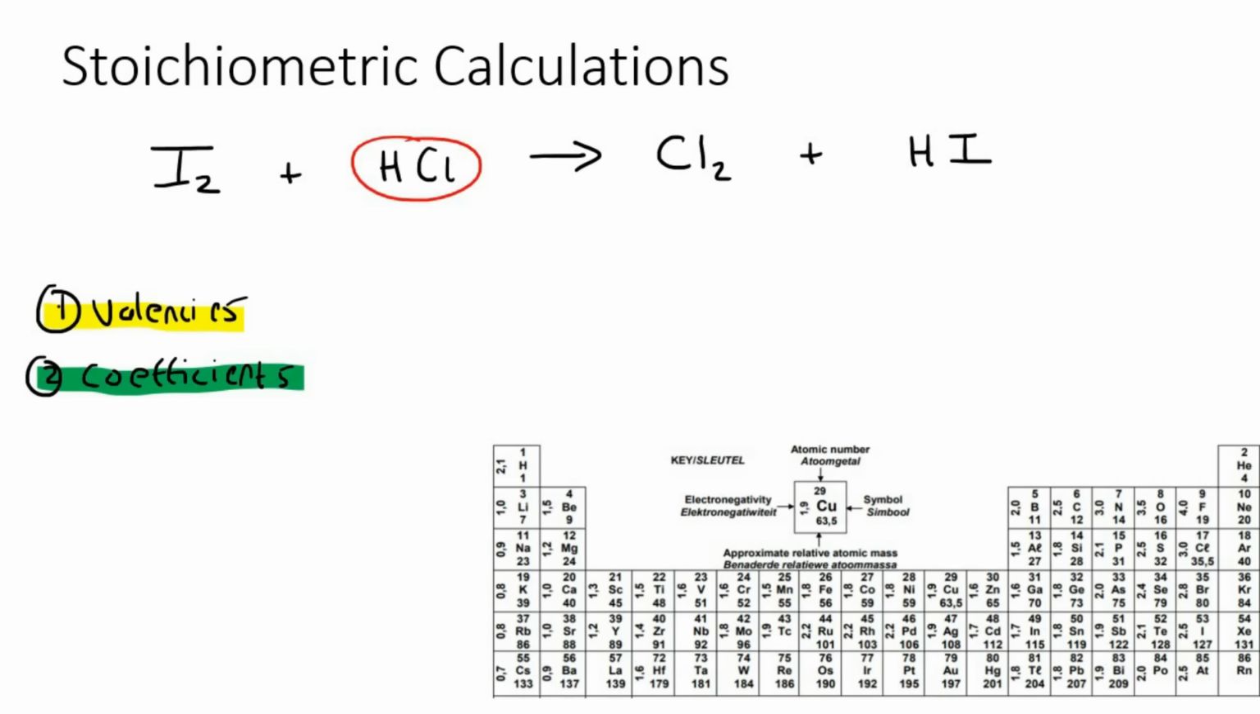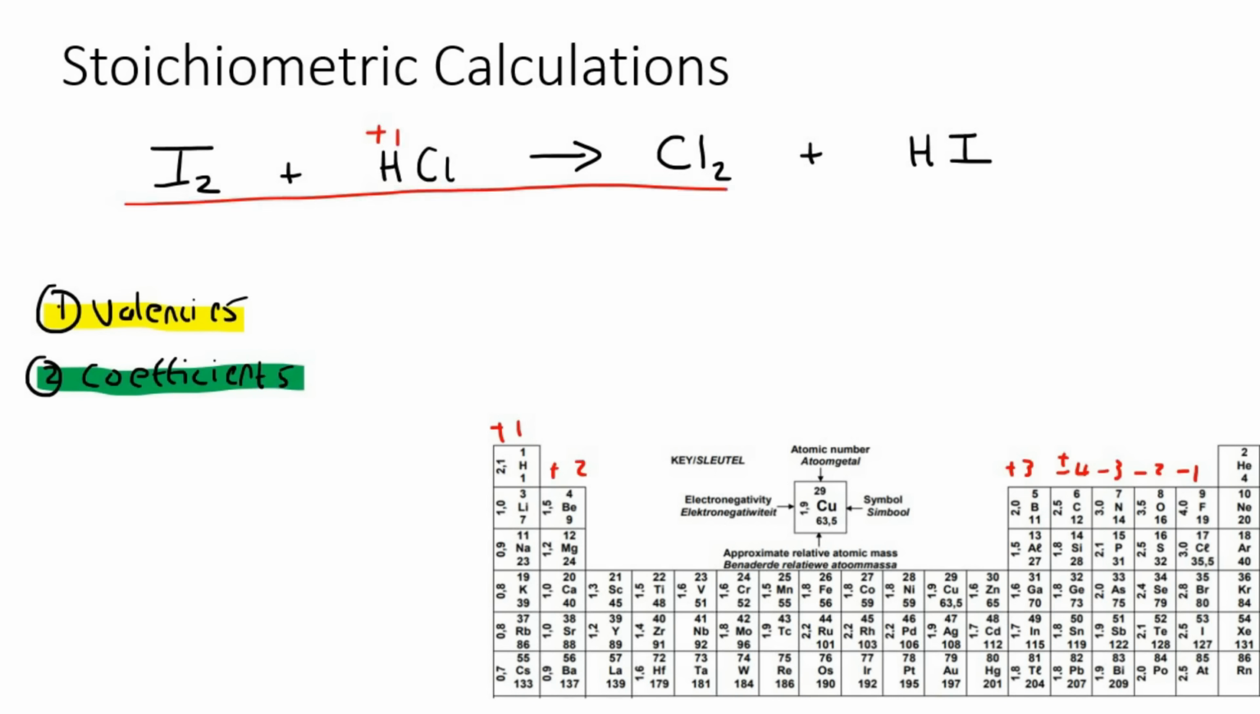Now, if we look at HCl, we know that hydrogen is in group 1, so that's a positive 1 for its valency. Cl is, remember how valency goes, plus 1, plus 2, plus 3, plus minus 4, minus 3, minus 2, minus 1. Now, by the way, something I should mention that's quite important.